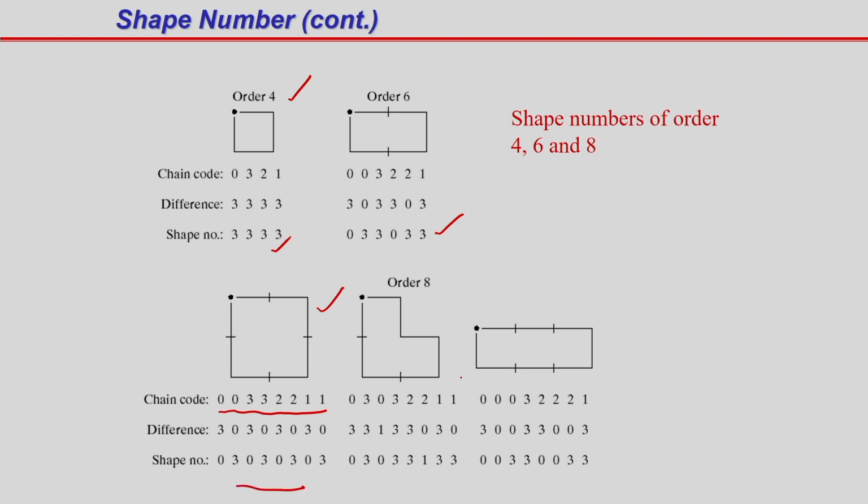Similarly, in the next example, you can see the chain code. You can see the order is 8, and you can see the first difference I can consider, and after this I can determine the shape number. So for the last boundary also, I can determine the chain code, that is the order is 8, and also I can determine the first difference, and from the first difference I can determine the shape number.